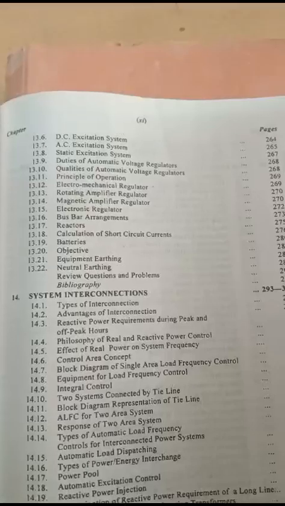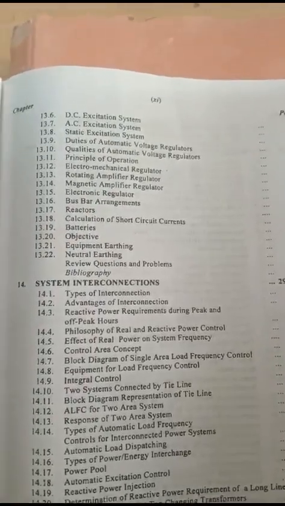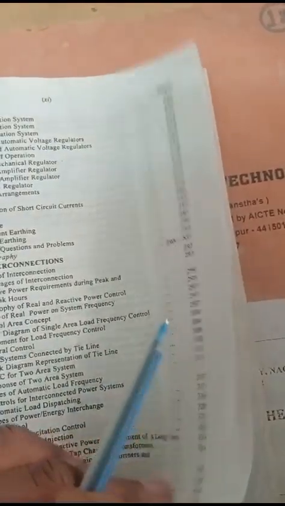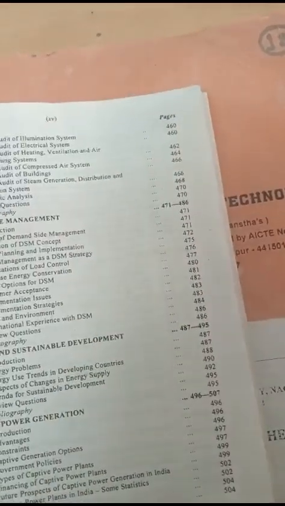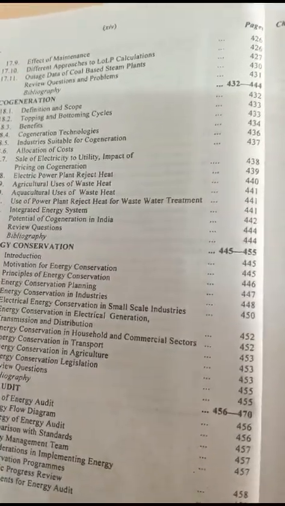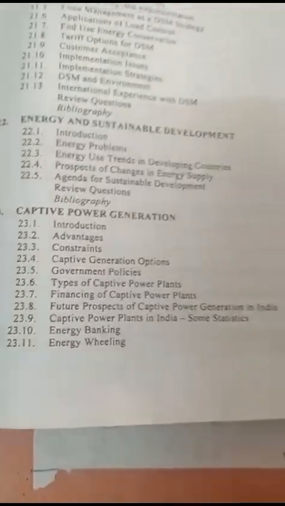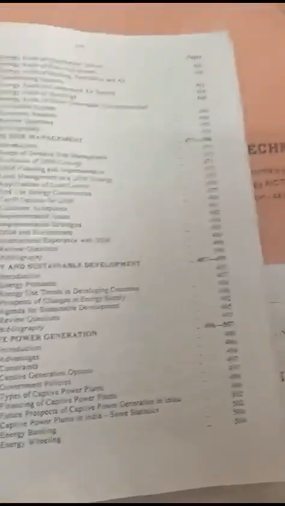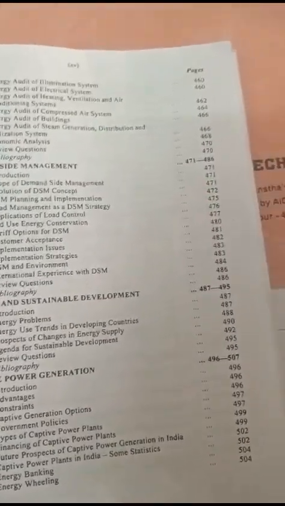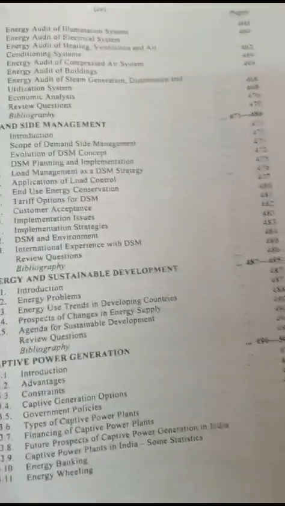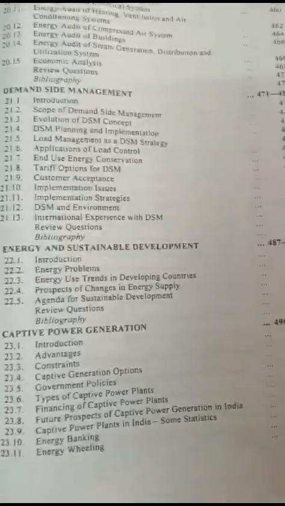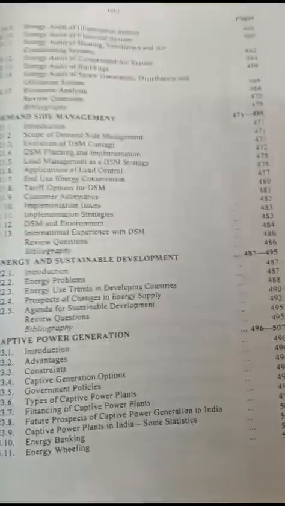And as far as unit number fifth is concerned, chapter number 18, co-generation, is there. Some part is covered in this topic, co-generation, and chapter number 23 is captive power plant. So unit number 5 is also covered in this book. So this book is sufficient for the PSP. You can score a good number of marks with the help of this book.